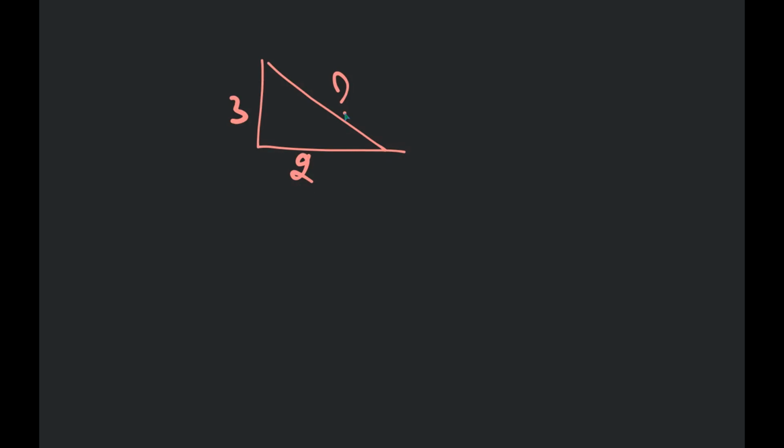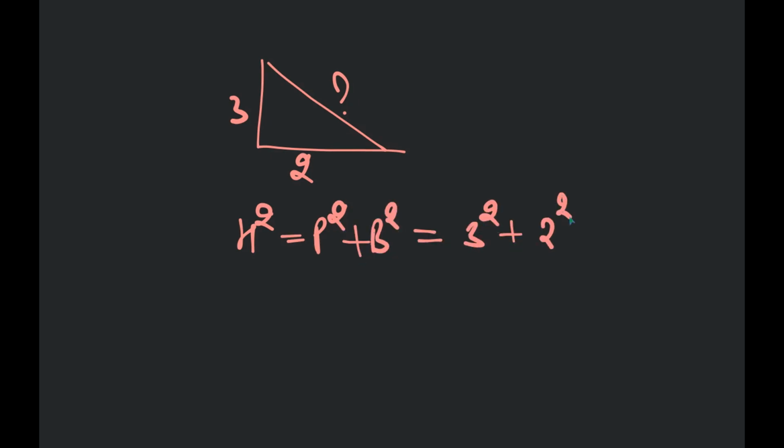Hypotenuse square equals perpendicular square plus base square. So 3 square plus 2 square, that is 9 plus 4, which is 13. So the hypotenuse is under root 13. Now, what is sine A? Sine A should be equal to perpendicular upon hypotenuse, and cos A should be equal to base upon hypotenuse.